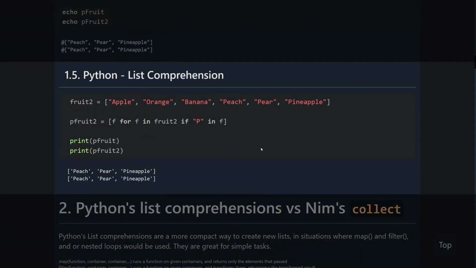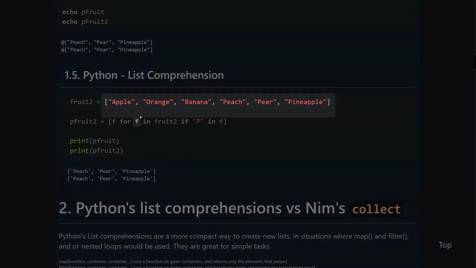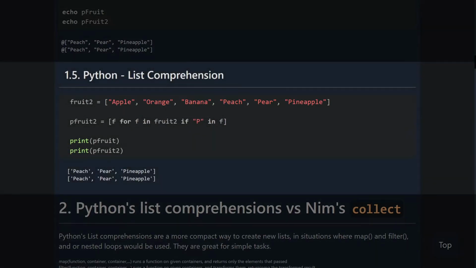Python, list comprehension. So the list, which is a sequence in Nim, and then F will be returned, and then just like in Nim, for F in fruit, if P in F. So every F is this, and it will return all of the ones that start with P. And then print, which is echo, and result.